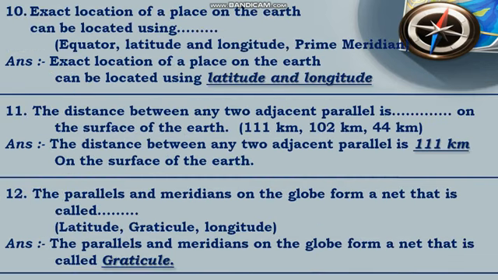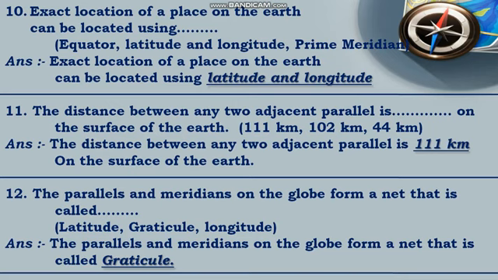10th, the exact location of a place on the earth can be located using dash. Options are equator, latitude and longitude, prime meridian. Answer is, the exact location of a place on the earth can be located using latitude and longitude.